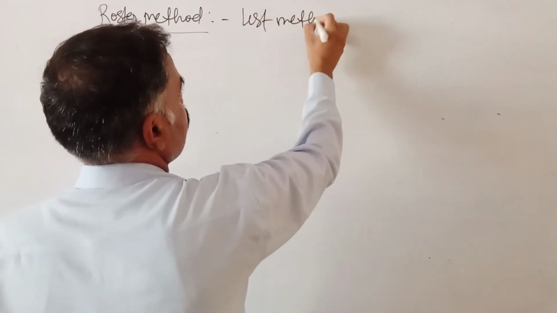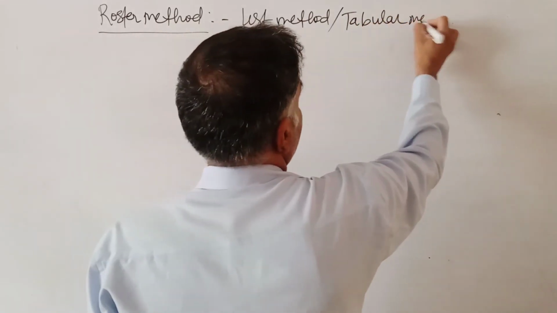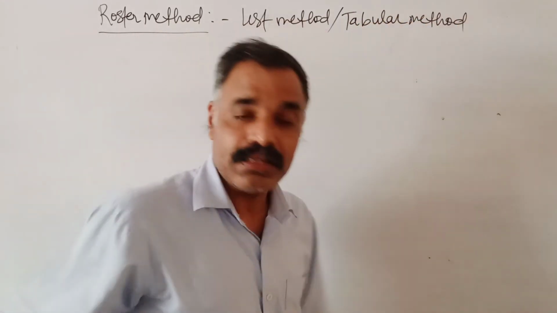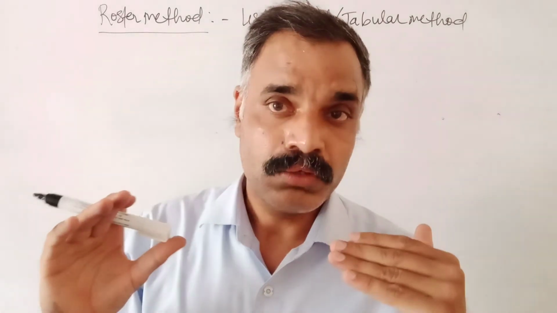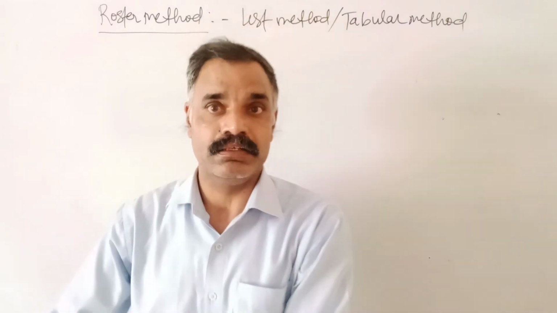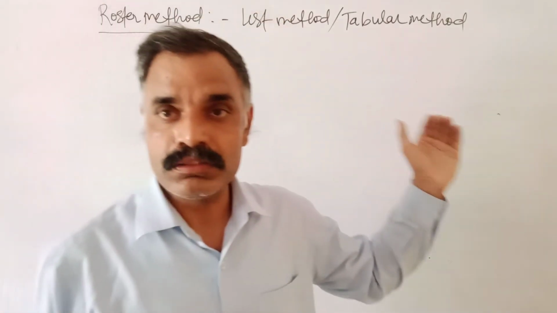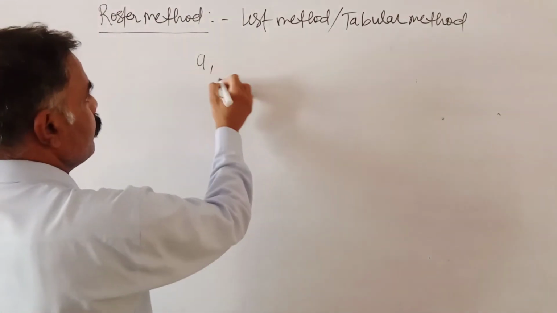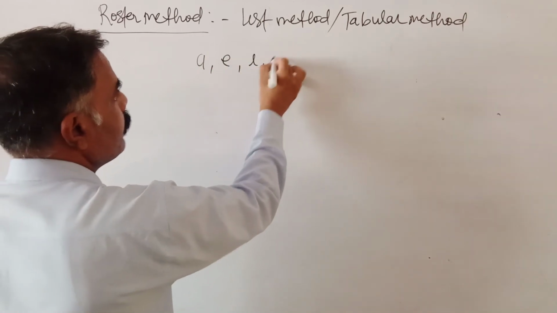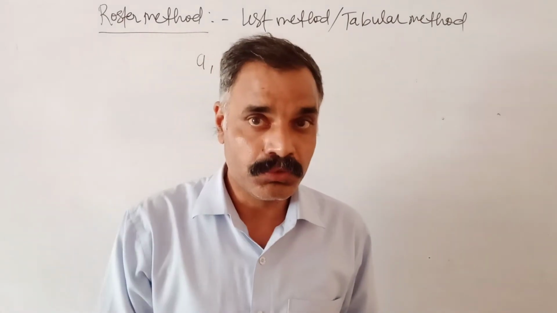List method and tabular method are the other names of the roster method. Now, how will we use this method to represent the given collection? It's very simple. We have taken two or three examples in the previous method. One of the examples was A, E, I, O, U. We have been given this collection A, E, I, O, U.